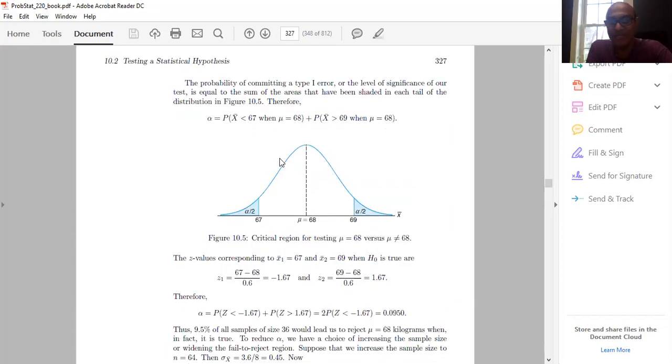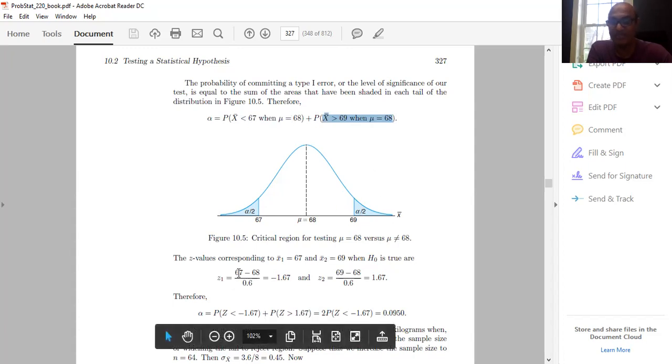Okay, so here it is like this, and here it is my mean value, and here it is 67 and 69. You can see over here on the left of this one 67 and right of 69. So my probability x bar less than 67 when mu equal to 68 and greater than 69 for mu equal to 68. That means I'm finding the z score for this one as well as the z score for this one. So I have to go for z1 and z2.